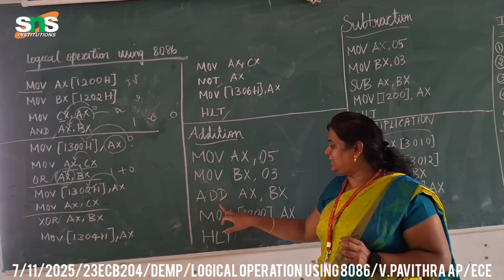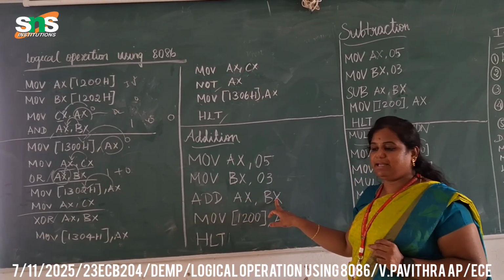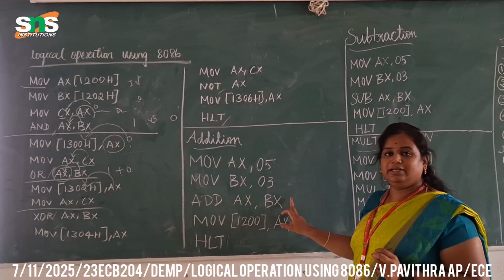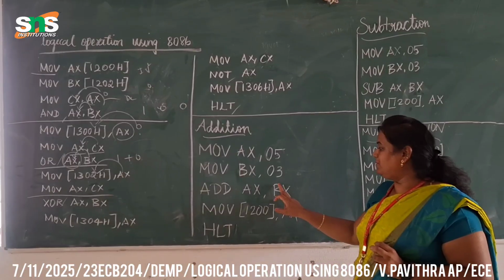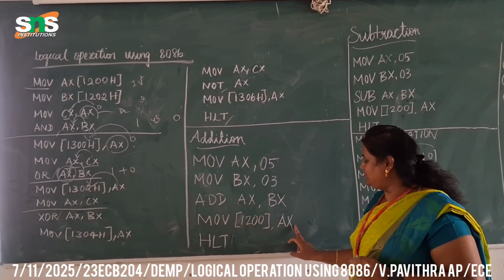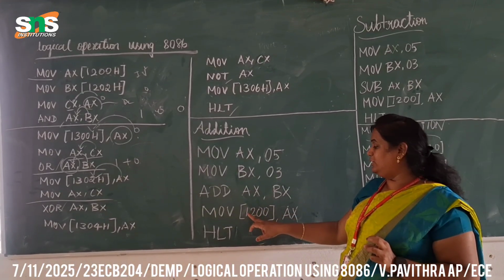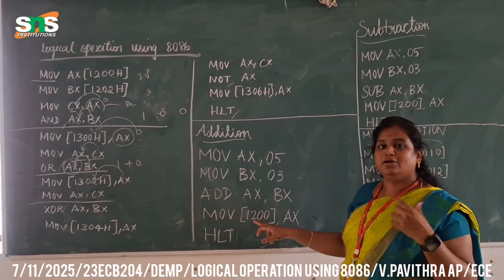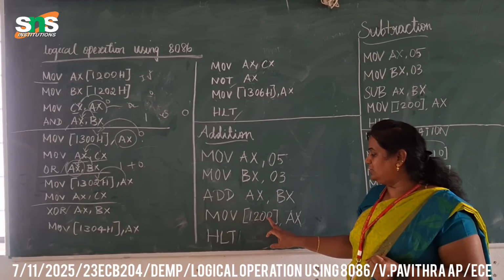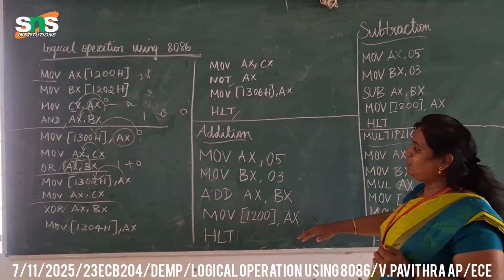So now what will happen? It will add AX and BX. If you add AX and BX, what will happen? 5 plus 3, it will be 8. Okay. So the 8 will be stored in the AX because the AX is an accumulator. The 8 will be stored in this accumulator. That value is going to be moved to 1200 because we are going to see the output in 1200, and then finally we are going to halt it. Right. Then this is for addition.